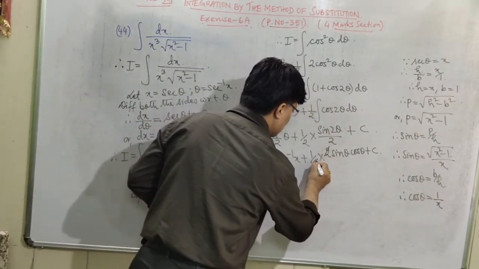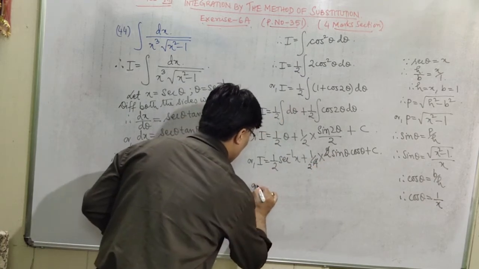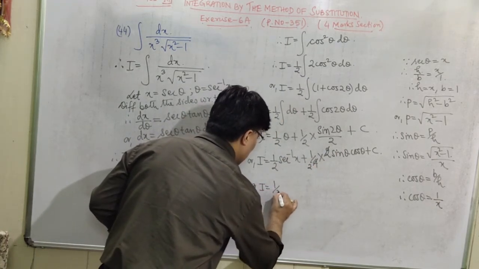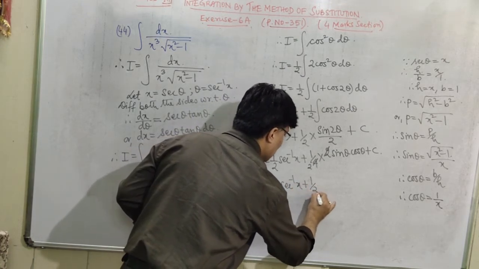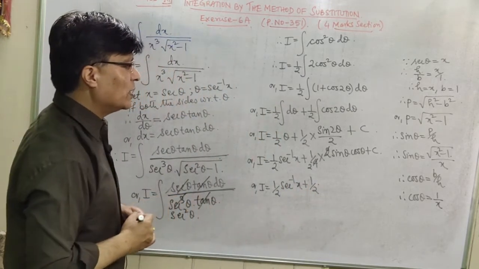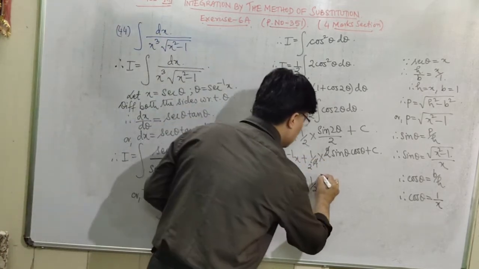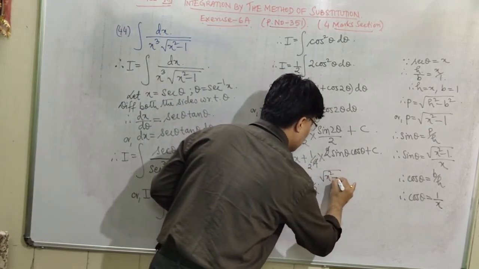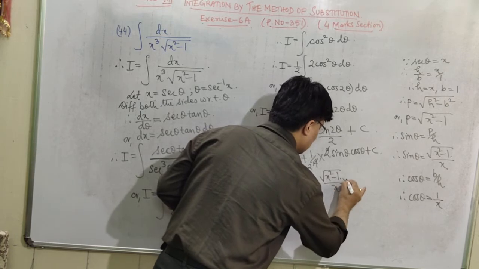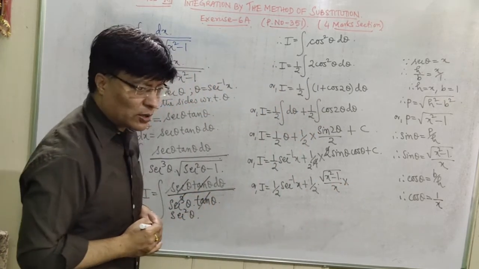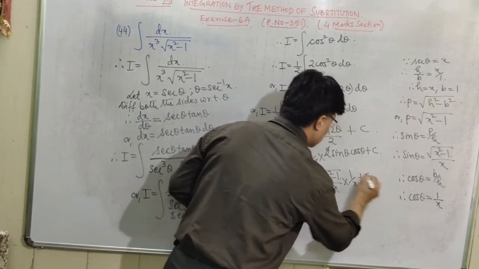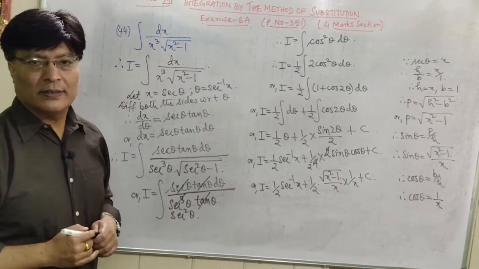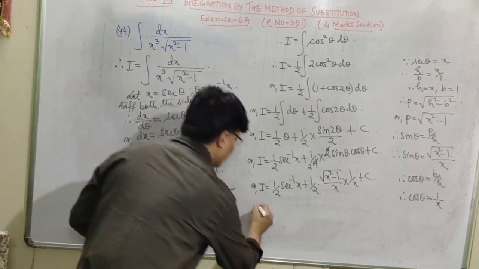So 2 1s are 2, 2 2s are 4, or I is equal to half sec inverse x plus half into, what is the value for sin theta? It is root over x square minus 1 upon x into, what is cos theta? It is 1 upon x, and this is plus c. Understood now? So let us simplify it further.